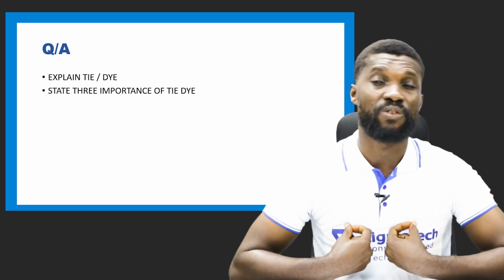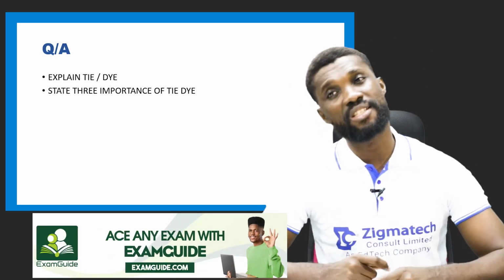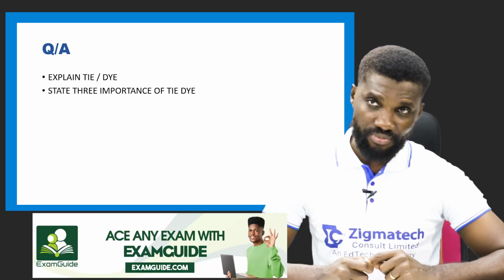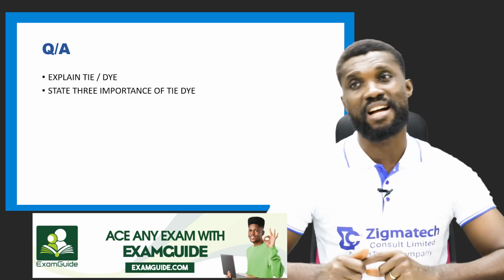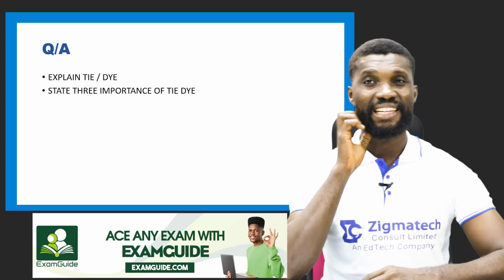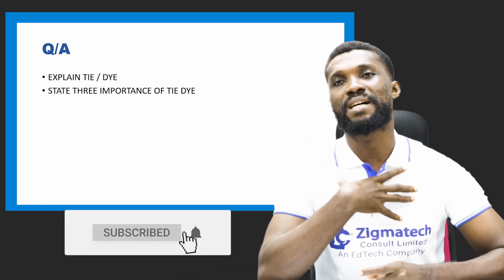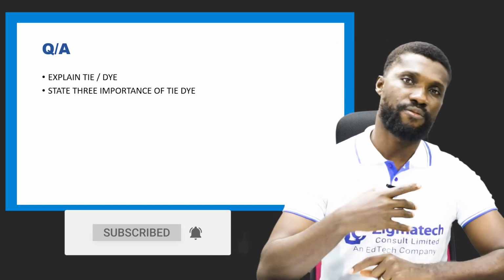The changing of the color of a fabric with the resist method by tying it and dipping it in a dye solution, and when the cloth is untied, patterns of different designs and color will be created on the fabric. But the main aim of tie and dye is to create pattern and designs on fabrics.